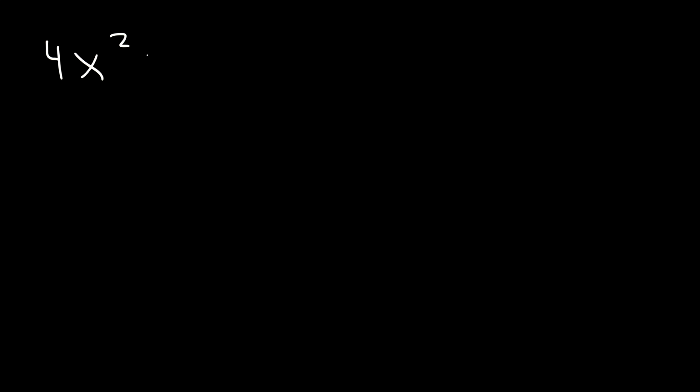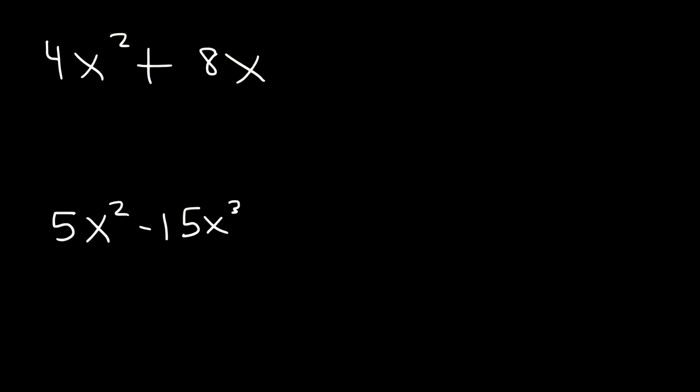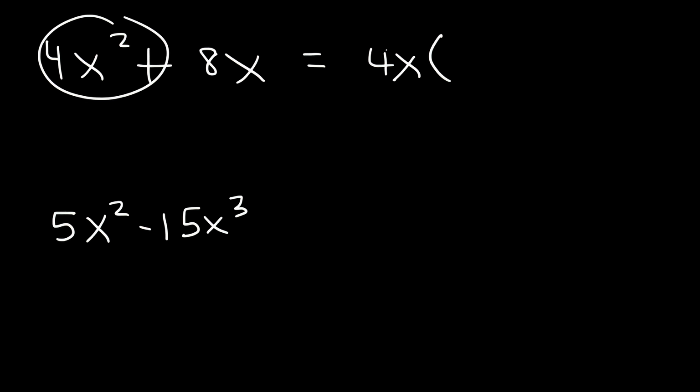4x squared plus 8x, and also 5x squared minus 15x cubed. So 4x squared plus 8x, they're divisible by what? They're both divisible by what term? Both are divisible by 4, and they're both divisible by x. So 4x is the GCF. 4x squared divided by 4x is simply x. 8x divided by 4x is 2. And so that's the solution for the first one.